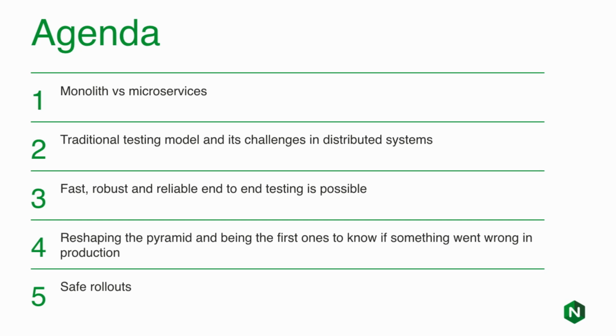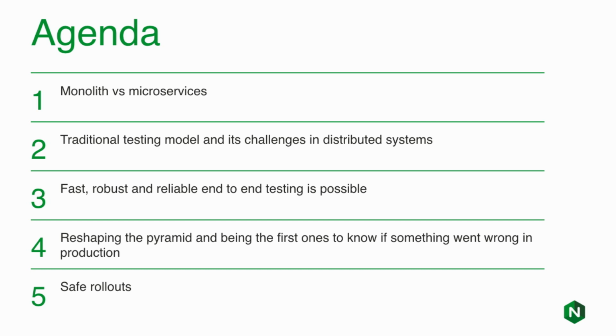The first thing is a little bit of an overview of monoliths versus microservices. If you're here, you already know about it, but I'm also going to highlight the differences in behavior that these architectures drive in teams. The second thing I'm going to talk about is traditional testing models and how I was so wrong and why.